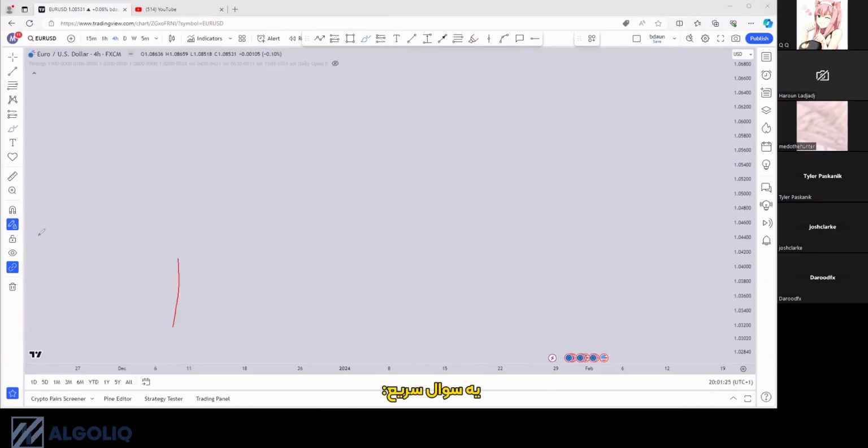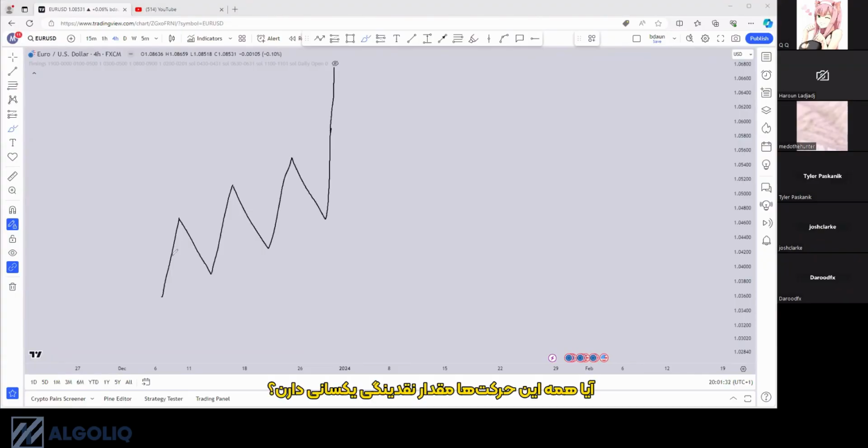So just a quick question. Do all these moves have the same amount of liquidity? This low, and this low?